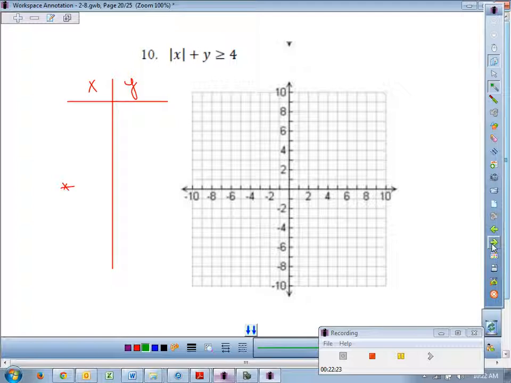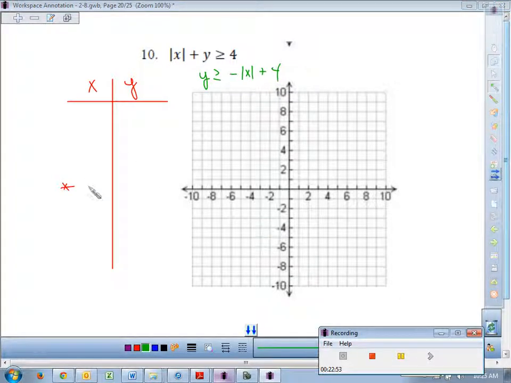Next guy. Is y all by itself? Get y all by itself. Do you have to switch the symbol when you subtract the absolute value of x over? Where will the minus be? On the outside or inside? Outside. Cool. The x value of the vertex will be what, my friends? 0. What will be the y value of the vertex? 4.